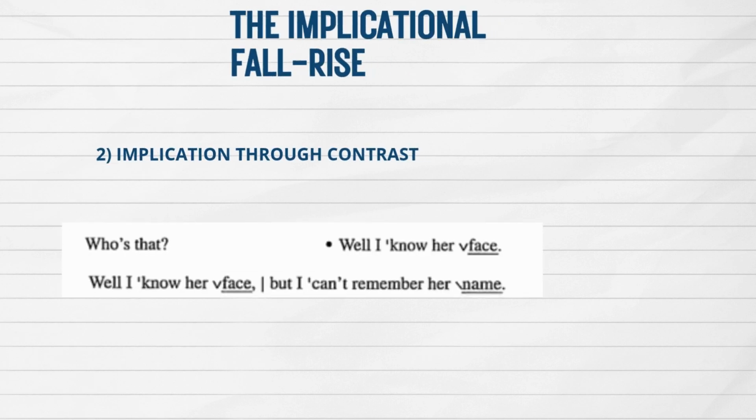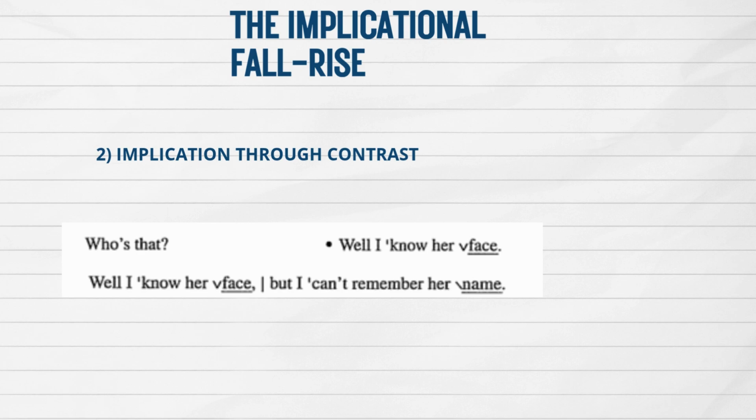Then we have implication through contrast. If someone asks, "Who's that?" and you answer, "Well, I know her face," with a four-rise tone, you're actually implying that you don't know her name, even though you didn't say it directly. So this contrast is implicit.